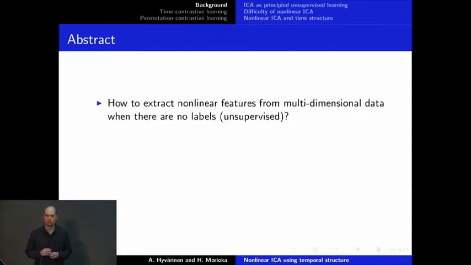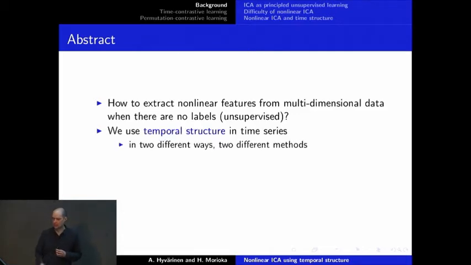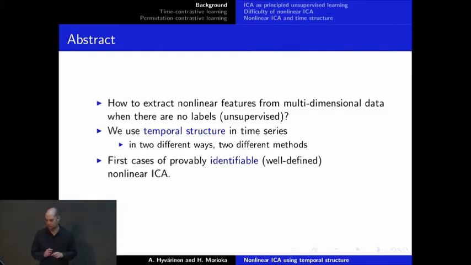So the basic problem is extremely well known. Unsupervised learning, unsupervised feature extraction: we have multidimensional data where there are no labels. Importantly, what we will do here is to use the temporal structure in time series, not just for fun, but because, as I will explain, we actually have to use the temporal structure to properly do something like ICA. I will actually present two different methods which use the temporal structure in two different ways.